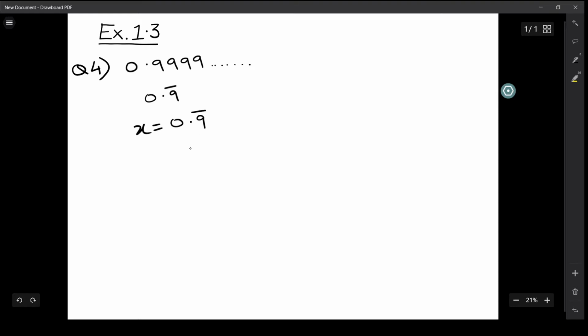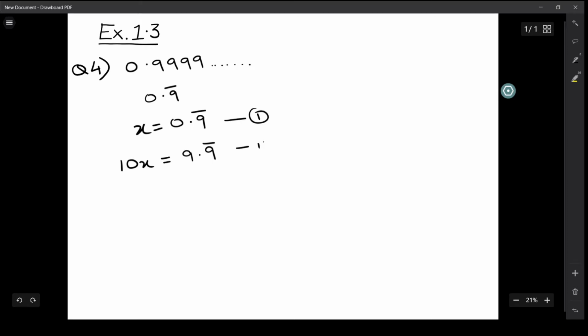Now in order to represent this in the form p by q, we'll use the same method. We'll assume this number to be x, and since only a single digit after the decimal point is repeating itself, I only need to shift the decimal place by 1, so I'll multiply by 10 on both sides.